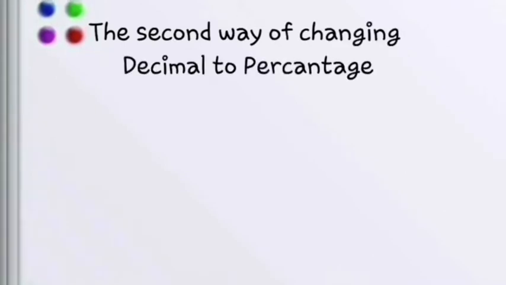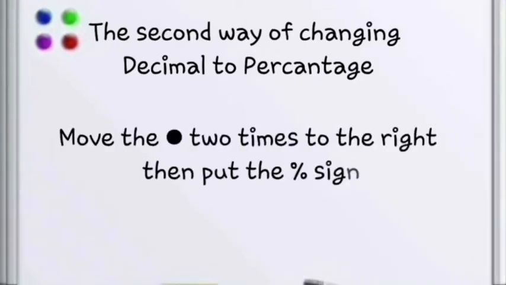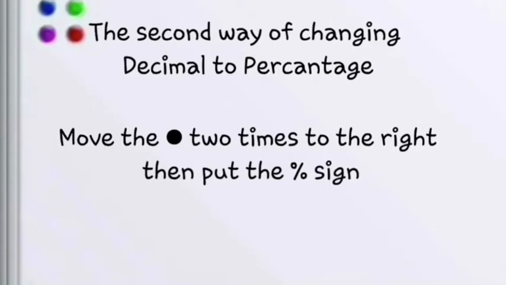The second way of changing decimals is easier than the first because you don't need to solve. You just need to move the decimal point 2 times to the right, then put the percent sign.